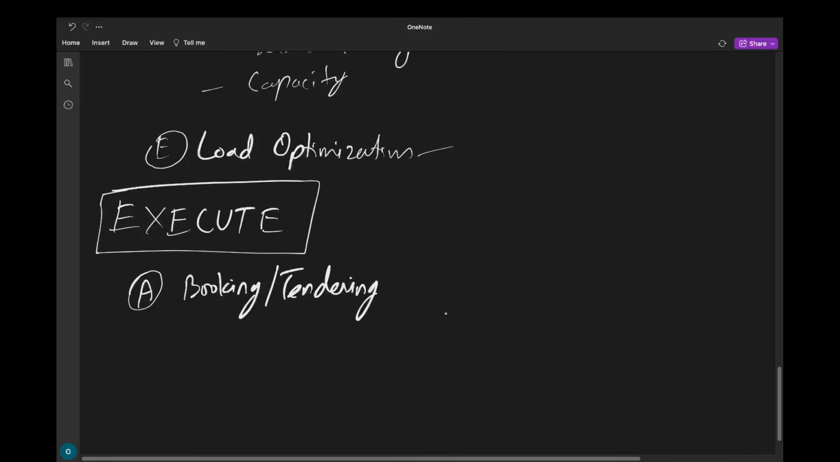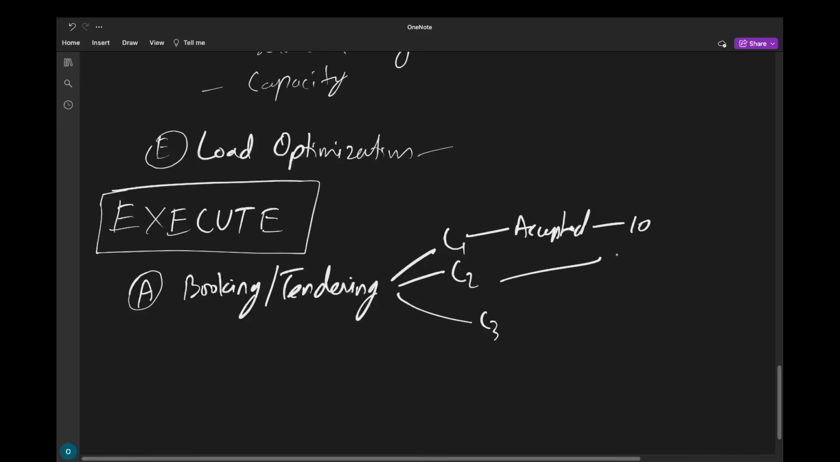So many times we send multiple tenders to different carriers, carrier one, carrier two, carrier three, and based on which carrier accepts this tender, the shipment will be awarded. So suppose carrier one has given the lowest bid, in that case carrier one will be awarded the tender. Okay. So if carrier one has given $10, carrier two has given $20, and carrier three has given $15, carrier one will be awarded this tender. So that is booking and tendering.